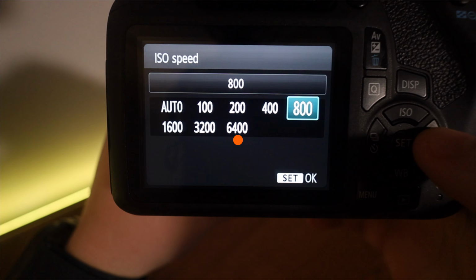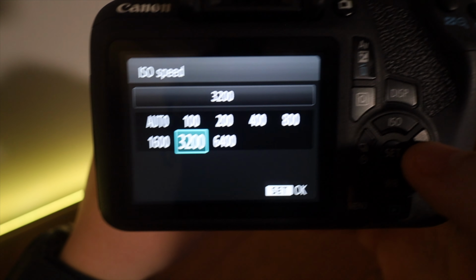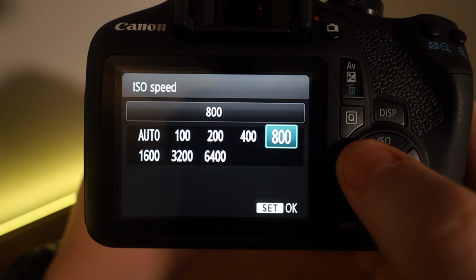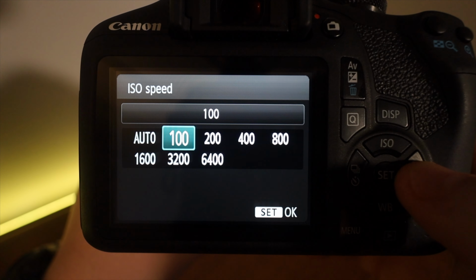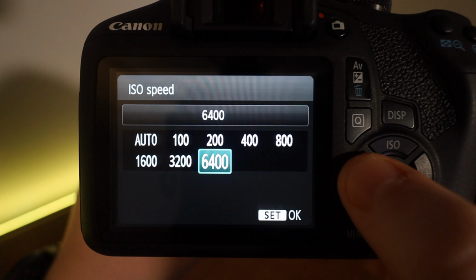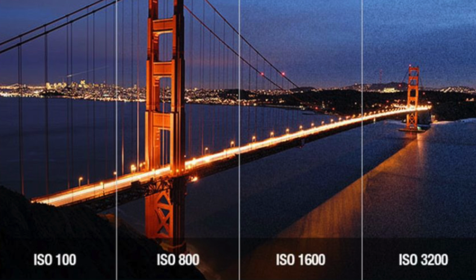So let's start with ISO. ISO controls how sensitive your camera's light sensor is to light. A lower ISO, like 100 or 200, means less sensitivity, which is great for bright conditions. A higher ISO, like 1600 or 3200, makes the sensor more sensitive, which helps in low light situations. But there's a trade-off. Higher ISO introduces grain and noise into your image.